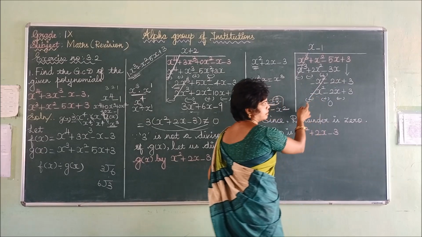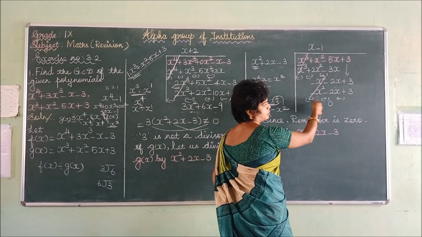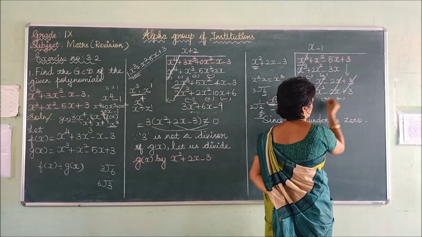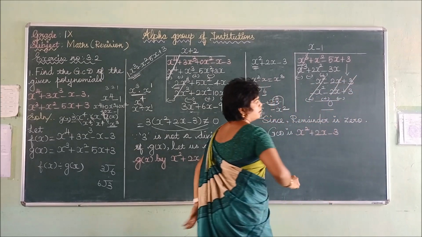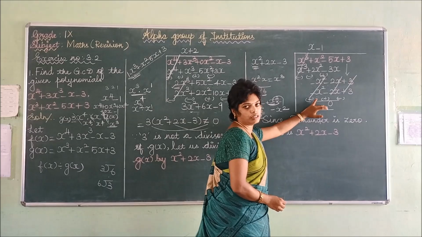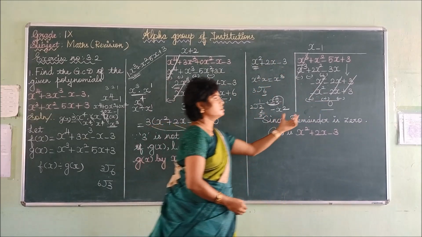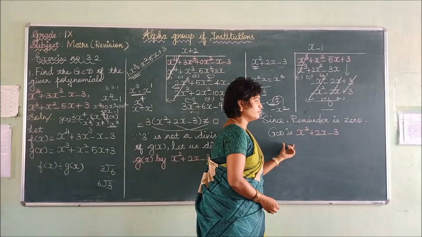All the values will be cancelled. Look at here: plus and minus x squared, minus 2x and plus 2x, plus 3 and minus 3 all get cancelled. We will get the remainder as 0. In whichever step you get 0, that divisor will be called the GCD. Since our remainder is 0, how can you find the GCD?